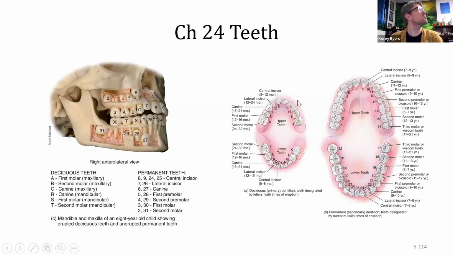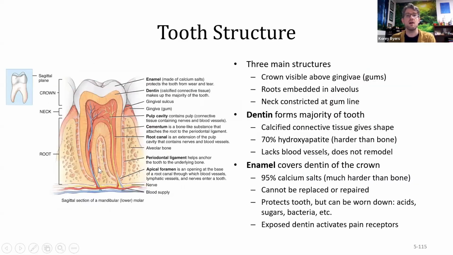For teeth, I don't need you to learn much. I've only got a couple minutes here before I have to end the video. For teeth, I just need you to be aware that they are there. They're a gomphosis joint. The outer dentin forms the majority of the tooth. Those cells are formed as well as the cells that create the enamel, the hard 95% calcium salts, much harder than bone. Those are formed in fetal development. They protect the tooth, but it can be worn down.